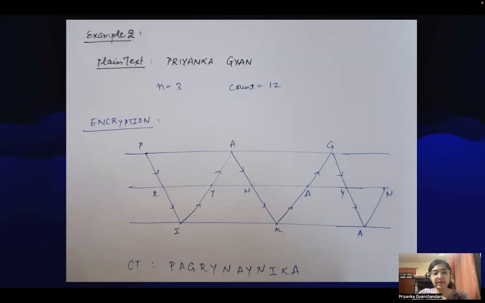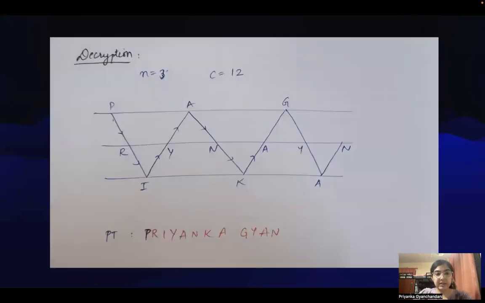So again, in the same manner, in 3 rails, it is constructed like PRIYANKA and GYAN. And in that order only, which was the first rail, second rail, then we are going to write the proper letters given in the plain text, PAGRYNAYN and IKA. Similarly, in decryption, it is done like what we did in the ciphertext, and the plain text we constructed is Priyanka Gyan again with the use of 3 rails.